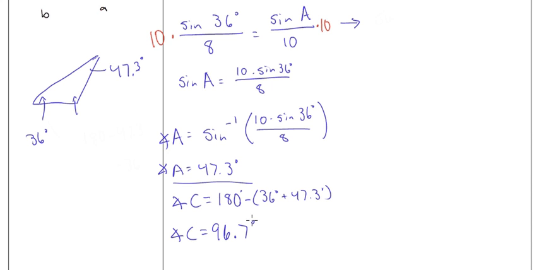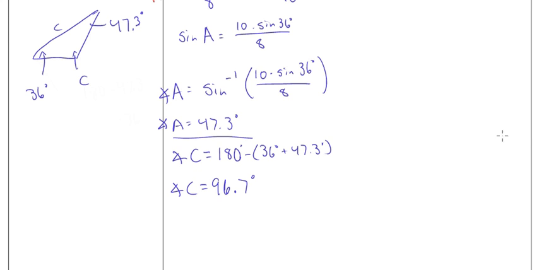96.7 degrees. All right, and now to find side C, so if that's angle C and we want to find side C, we've got to set up our ratio using, and you've got a number of options here. Actually, I'm not going to run through any of those. I'll let you sort that out from there.